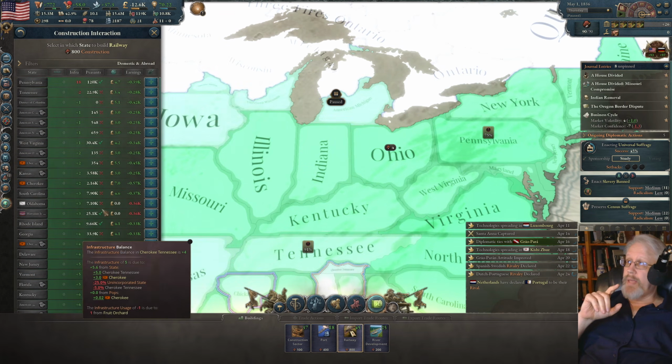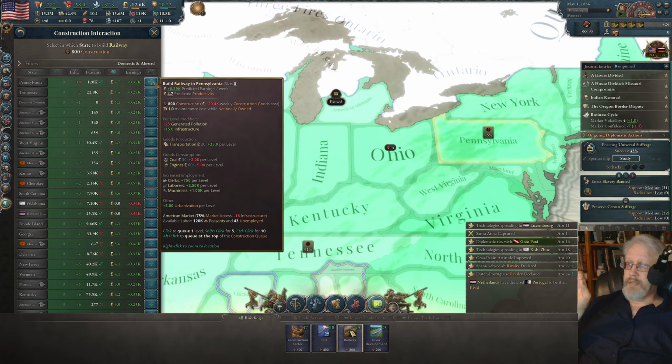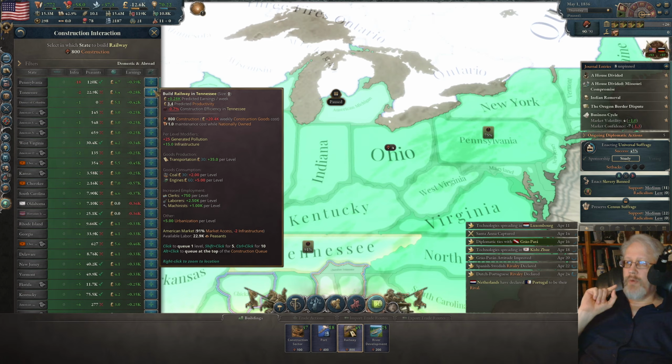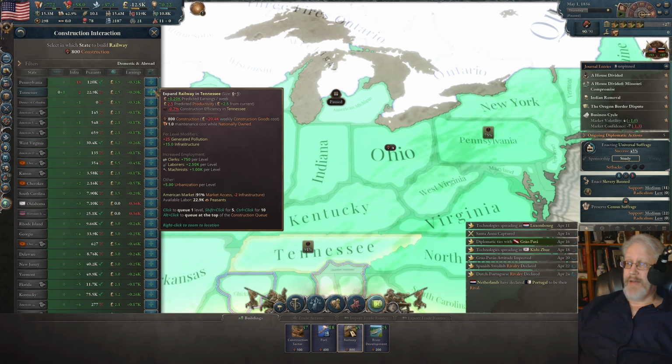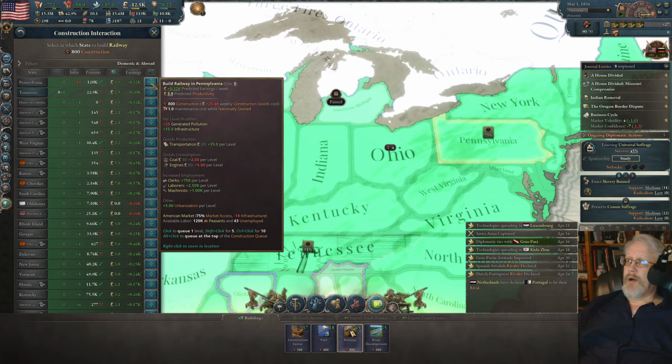Okay, if I go to railway, same places, a little bit less earnings, and it requires that I have some coal and some engines, and it increases my urbanization. I like urbanization. And I'd like to see what happens about our engine production. Do we import them or do we make them? Well, I'll click 1 for Tennessee, and I'll actually have that at the end. That'll be the last thing I build because I'm not really in a hurry to fix that up. But I am going to hit Alt when I click on for Pennsylvania because that'll put it at the front. Get them built out first.